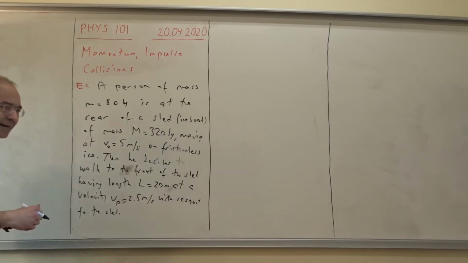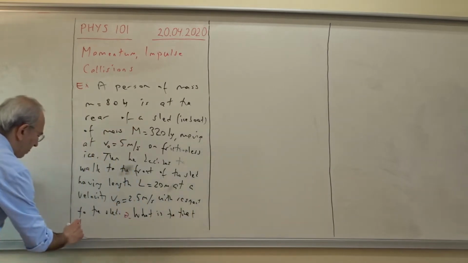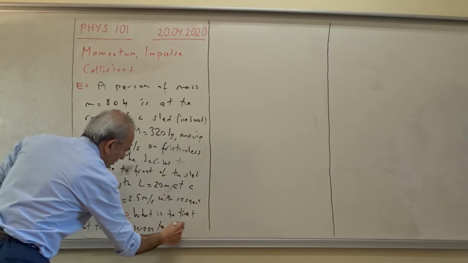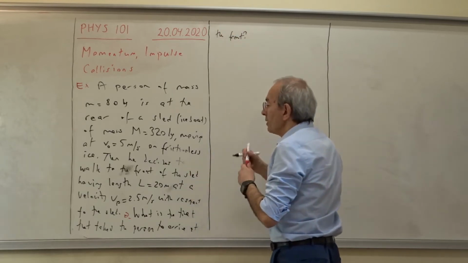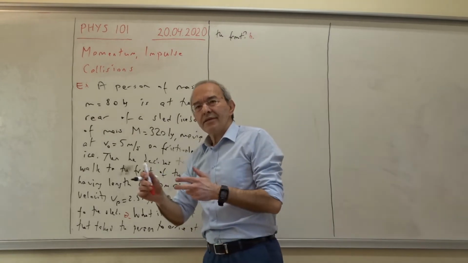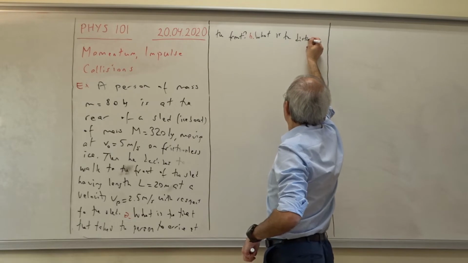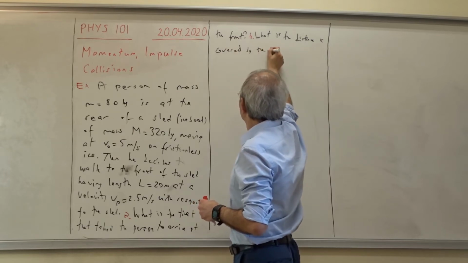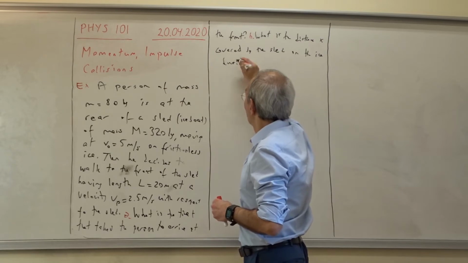This is the problem. Now the questions. Part A: What is the time T that it takes the person to arrive at the front? Part B: What is the distance x covered by the sled on the ice during the walking period?